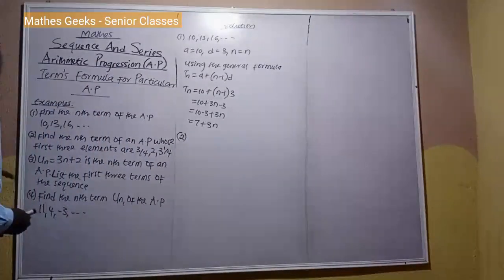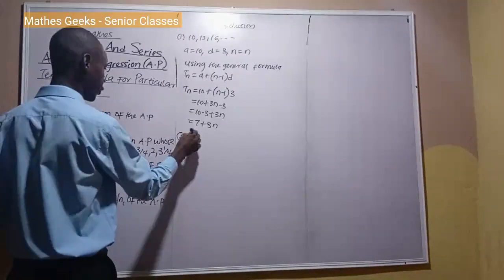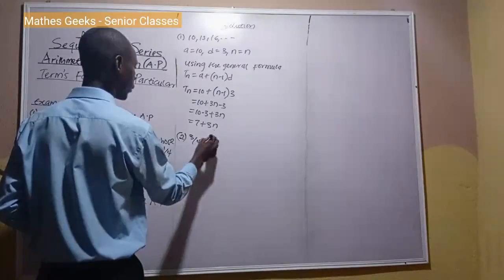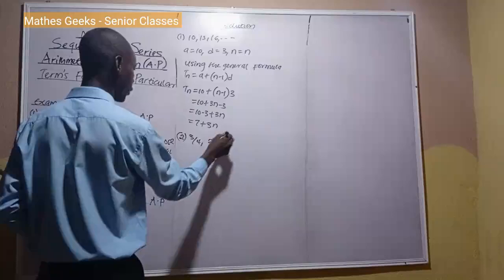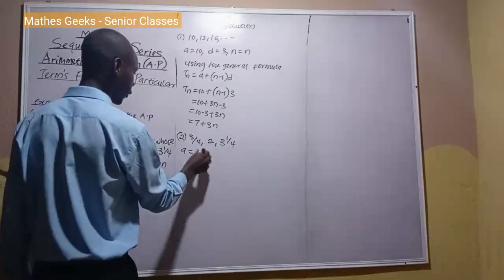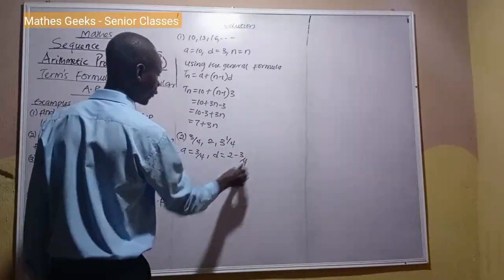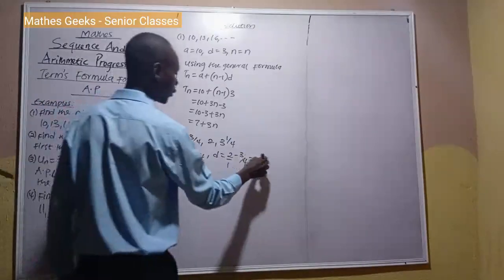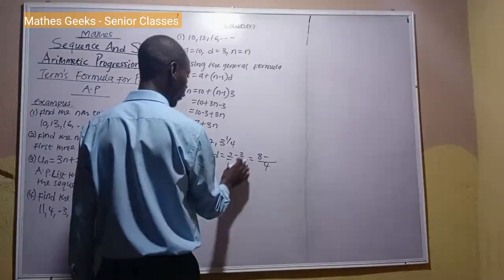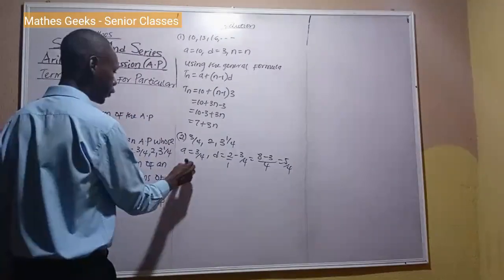Number 2, find the nth term of an AP whose first 3 elements are 3 over 4, 2, and so on. First term is 3 over 4. Common difference is 2 minus 3 over 4. So LCM is equal to 4. 4 into 1 is 4. 4 times 2 is 8. 4 into 4 is 1. 1 times 3 is 3. That's 5 over 4.